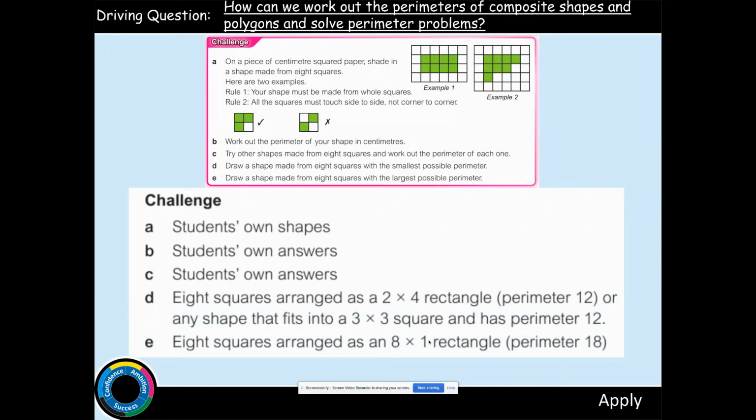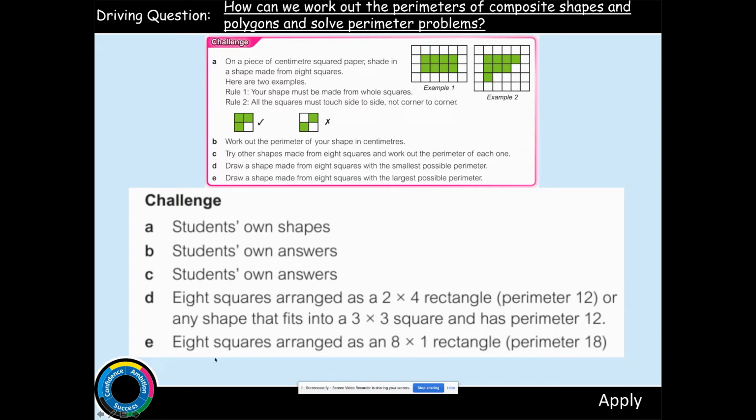Okay, so here you've done all your own drawings here. So for 8 squares arranged, if you had something like 2 times 4 with your rectangle, your perimeter would be 12, which was a little bit like the first example. Well, in fact, it was exactly like the first example, 4 by 2 rectangle. Or you could have had a square and has perimeter 12. Any shape that fits into a 3 by 3 square has a perimeter of 12. Okay, so 12 is the smallest perimeter that you could have.